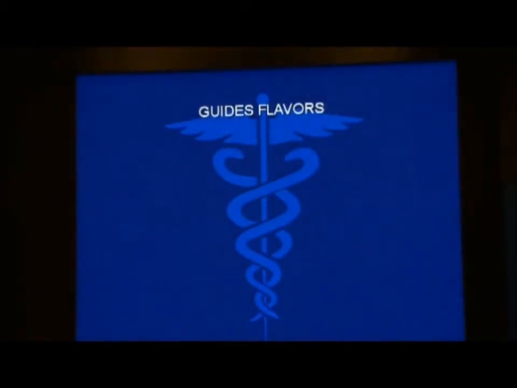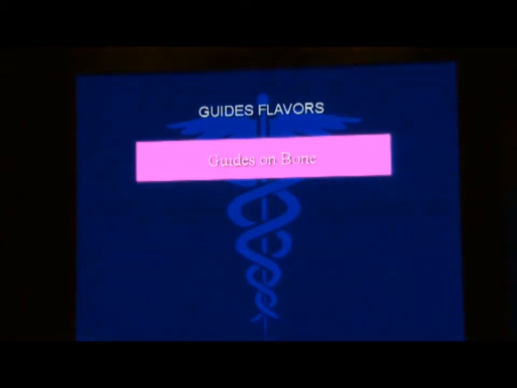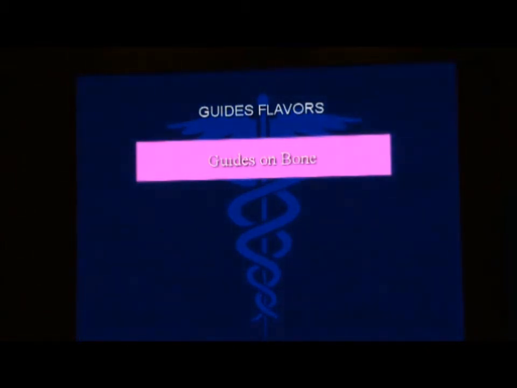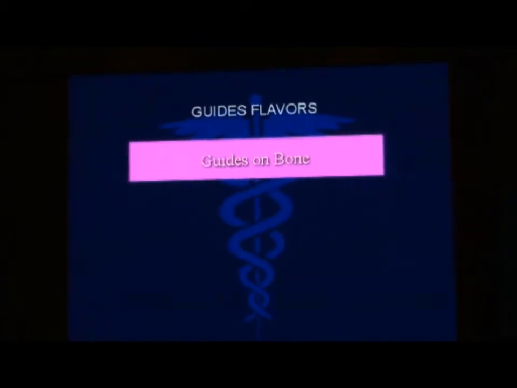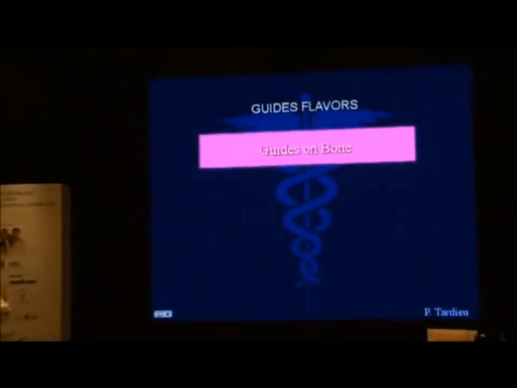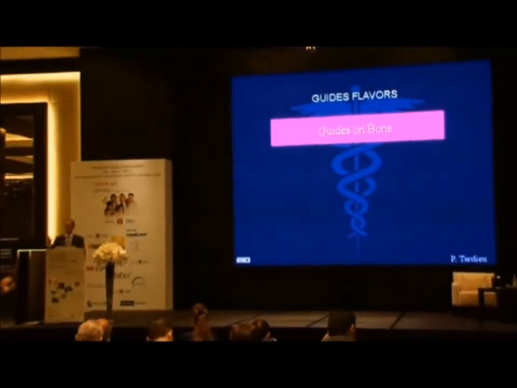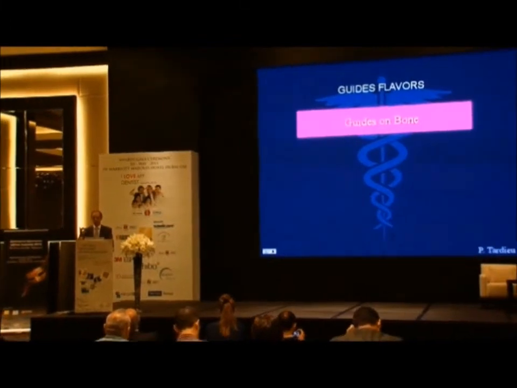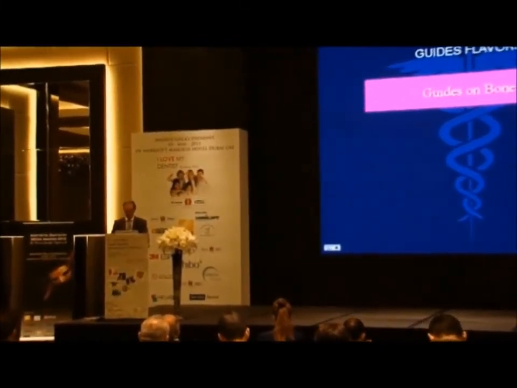What are the guide's flavors? The guides can be laying on the bone. Be careful if you compare the different programs. Some of them do not allow you to work on the bone. And in many cases, you need to work on the bone. Why? Because you need to change the bone. You need to trim the bone. You need to add something on the bone. You need to remove teeth. So your guide will be a bone-supported guide.